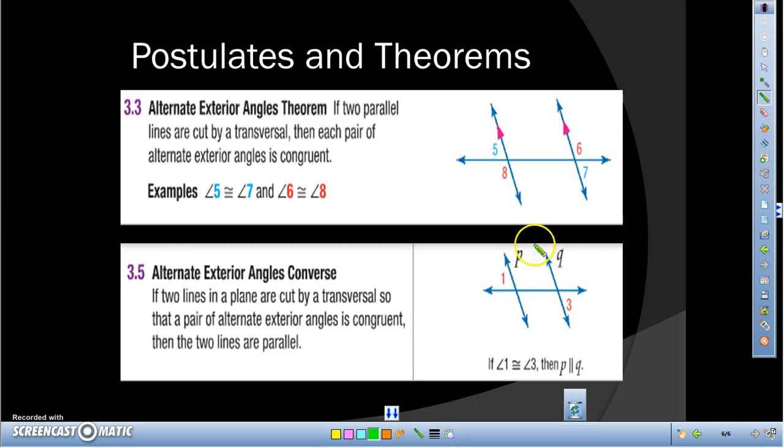If I can prove to you that these two angles are congruent, then I'm proving that line P is parallel to line Q. Also, if I can prove to you that these two angles are congruent, then I'm proving that line P is congruent to line Q. Okay, so this is in your book, in section 3.5 I believe it was. So make sure you get all these converse theorems copied down before moving on and working these next few examples.